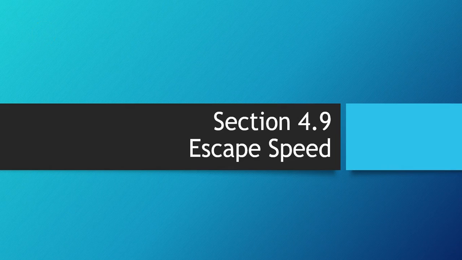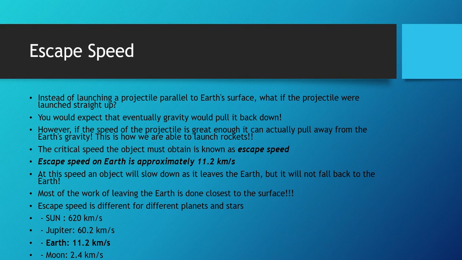Section 4.9, Escape Speed. So we talked about how if you launch a projectile tangential to the surface, like parallel, and you get up fast enough, and assuming there's no air around, you could get an object to go in orbit around the Earth. But what would happen if instead of trying to shoot it parallel to the surface, you launch the object straight up into space, perpendicular to the surface of Earth?